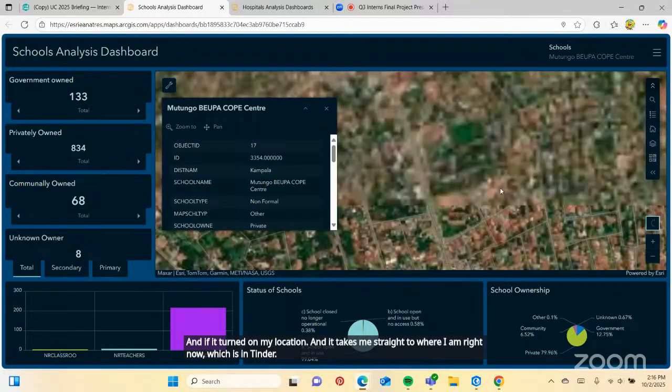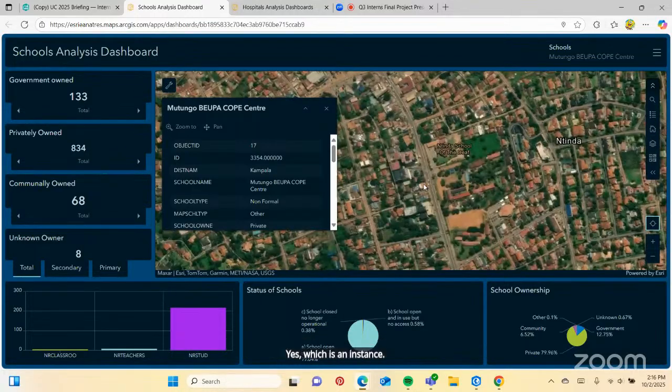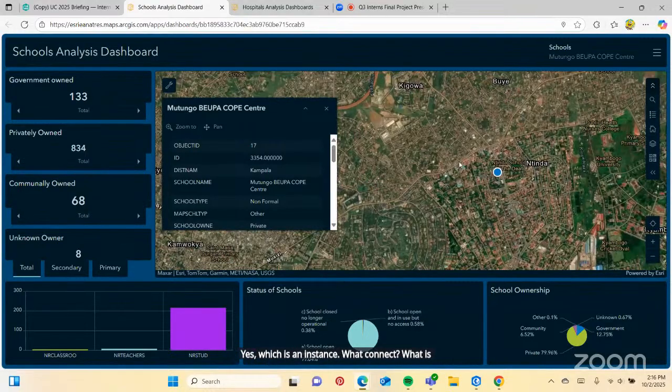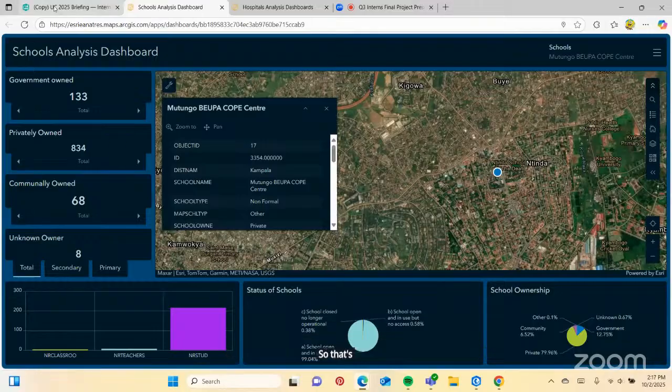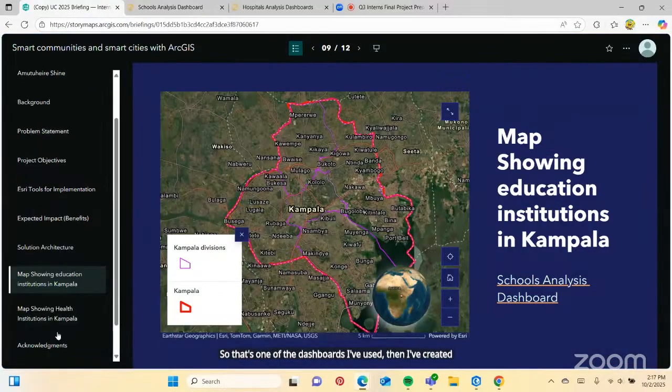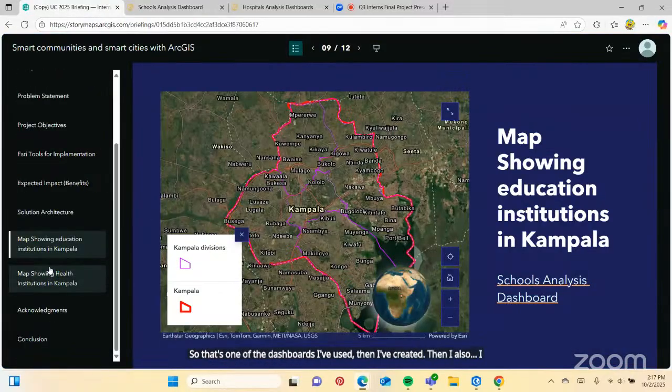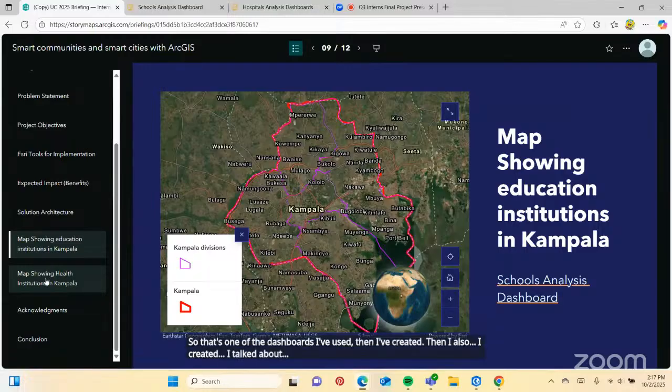Yes, which is in. So when I want to see surrounding me, what is the nearest school I can take my child to if I want them close by where I'm working? So that's one of the dashboards I've created. Then after, I talked about hospitals and also schools.